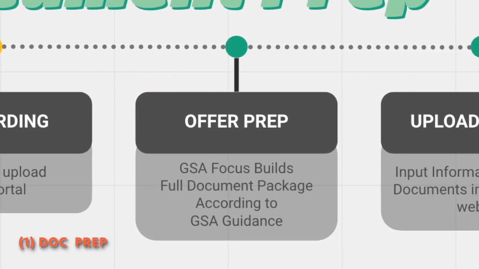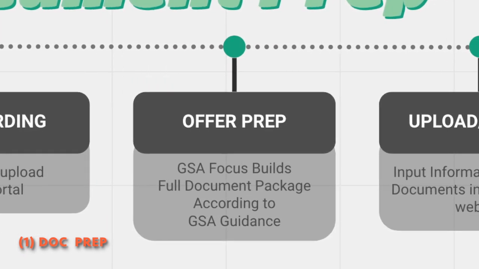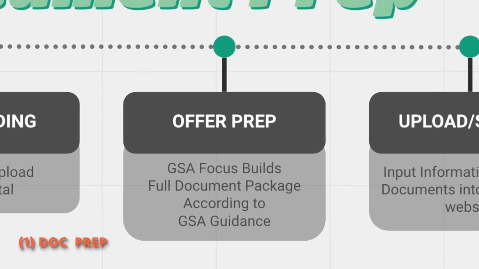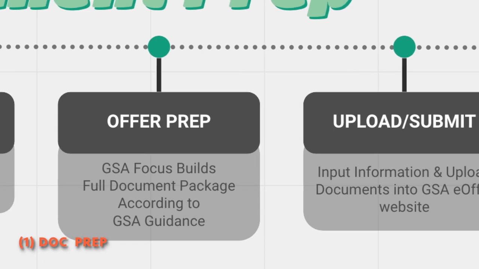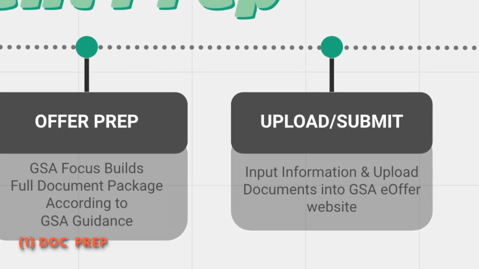GSA Focus takes the handful of documents you sent over and we build out a GSA offer, which is a large package of documents prepared in a specific way that the GSA requires. The GSA offer is a proposal in response to the GSA's solicitation guidance. It includes company documents like org chart, financials, insurance certificate, terms and conditions, pricing proposal, past performance, technical proposal, and much more. When completed, GSA Focus uploads and submits your offer package into the GSA offer system.